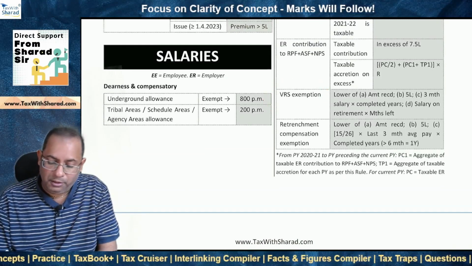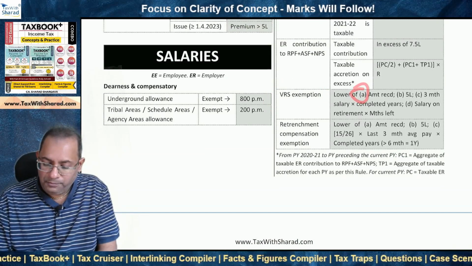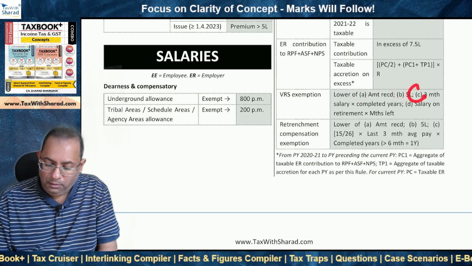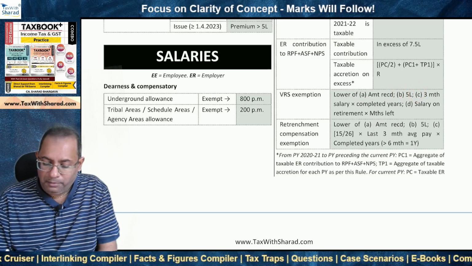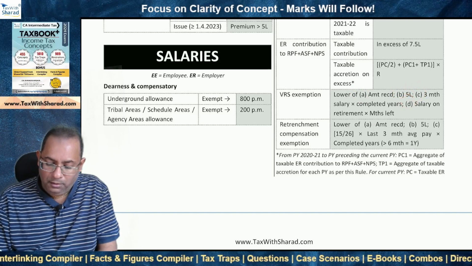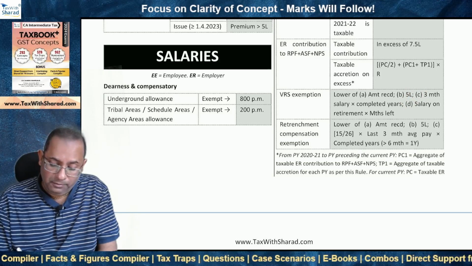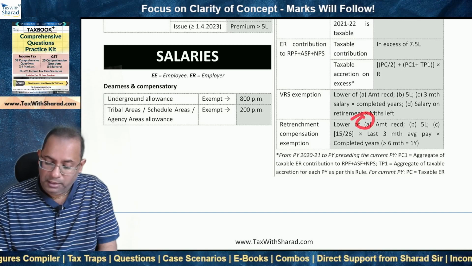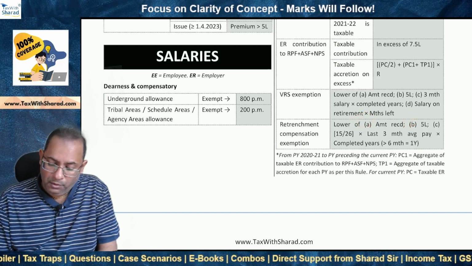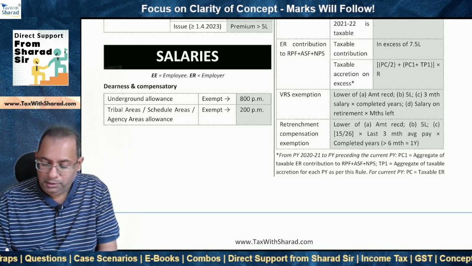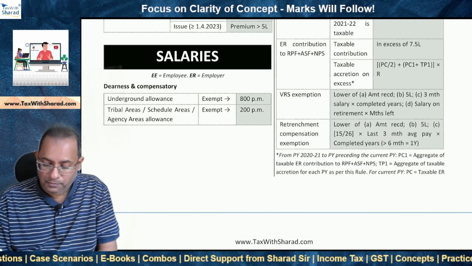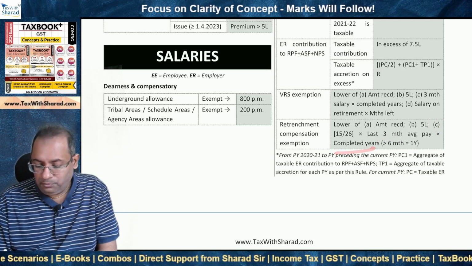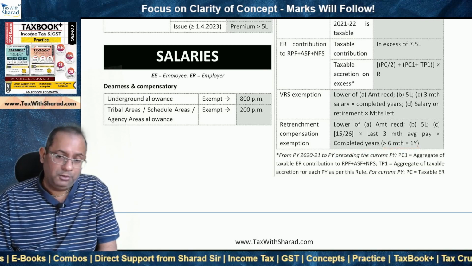VRS compensation exemption is the lower of amount received, or 5 lakh, or 3 months salary into completed years, or salary at the retirement into months left. Retrenchment compensation exemption, the formula is the lower of amount received, or 5 lakh, or 15 by 26 into last 3 months average pay into completed years, and for this more than 6 months is constituted as 1 year.